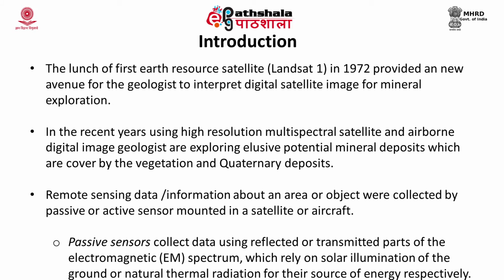If you look at the remote sensing data, this is data or information about an area or object collected by a passive or active sensor mounted on a satellite or aircraft. In the passive sensor, how does it work? The passive sensor collects data using the reflected or transmitted part of the electromagnetic spectrum, which relies on solar illumination of the ground or natural thermal radiation as their source of energy, respectively.